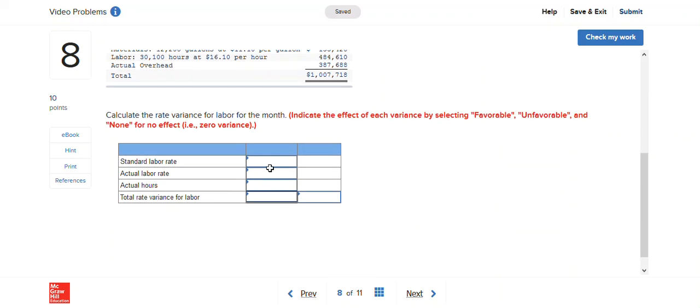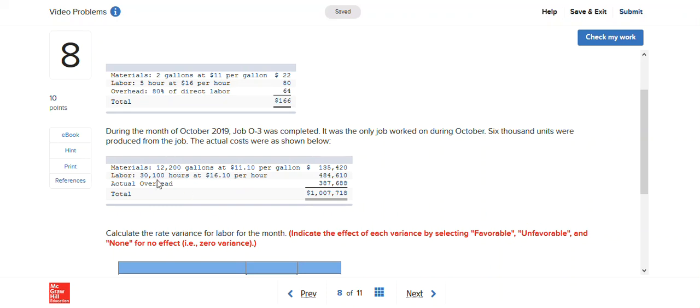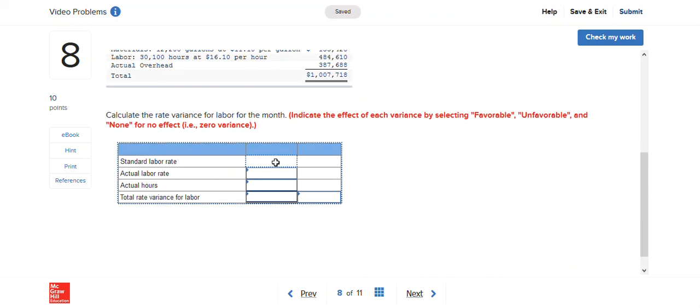So this is looking at the actual rate that we paid for the hourly pay, not the number of hours that was the difference. Because remember, there's two things that are different in the labor. We used 30,100 hours when we had anticipated only using 30,000, and we had anticipated paying $16 an hour, and we actually paid $16.10. But in this question, we're looking at the rate, which is that $16 and the $16.10. So our standard was $16 and our actual was $16.10. The actual hours we used was 30,100 hours.